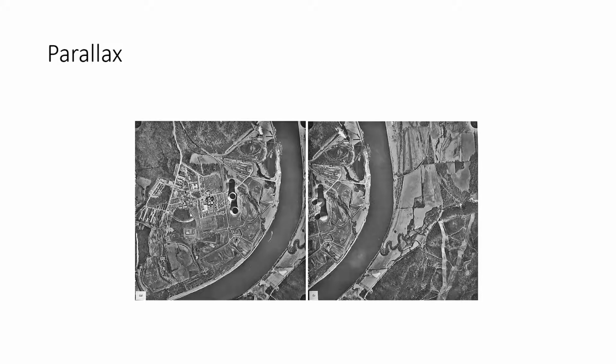Here is a nice image of what parallax looks like in a practical sense. Same object, two images. In one, the cooling towers are radially displaced slightly to the right, and in the other, they are extremely radially displaced to the left. And so this would be an example of parallax.